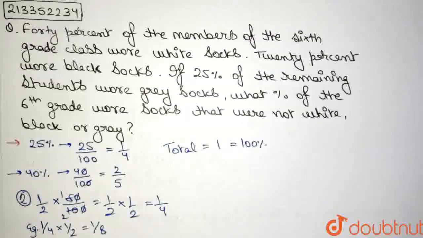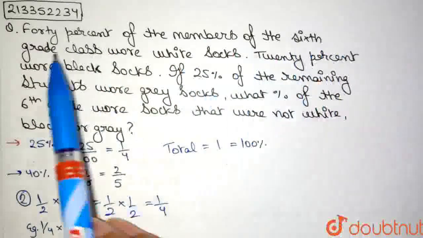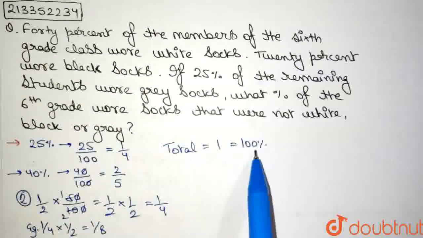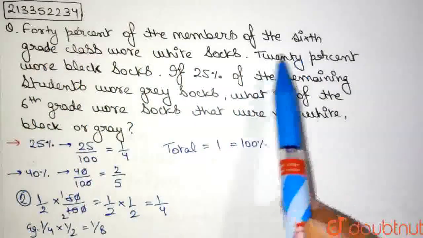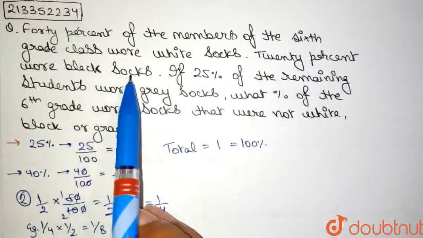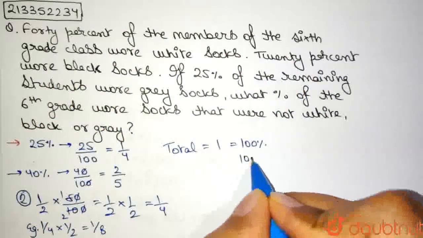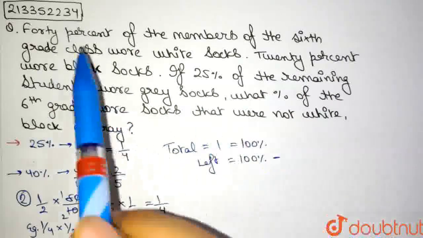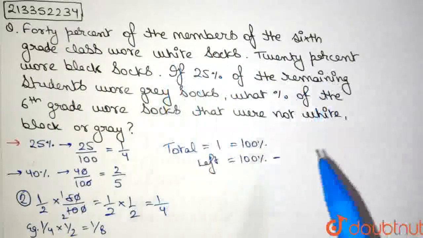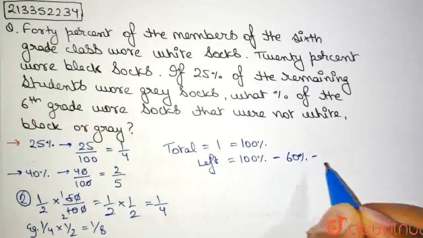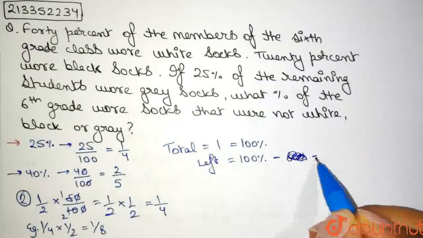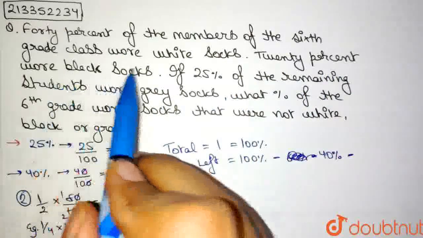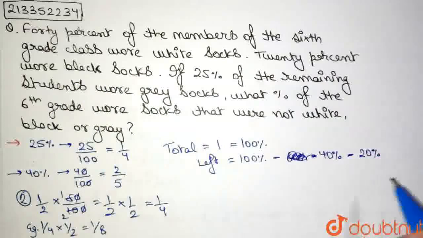Now, the question says 40% of the members of the 6th grade class wore white socks, 20% wore black socks. And we know that the total is 100%. So if 40% wore white and 20% wore black, what will be the left over? It is going to be 100% minus 40% who wore white socks, so it is 40% of white, and minus 20% black. So this corresponds to white.